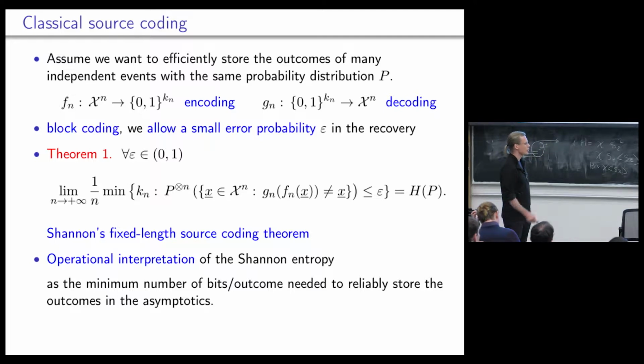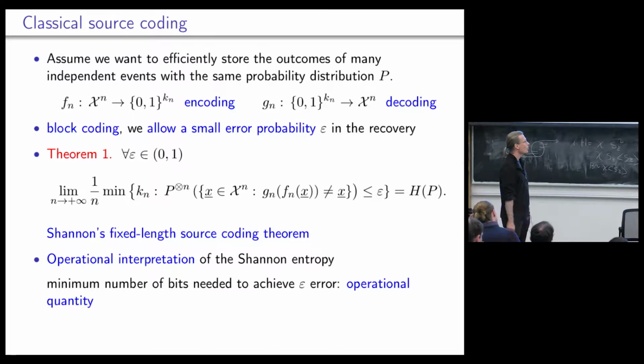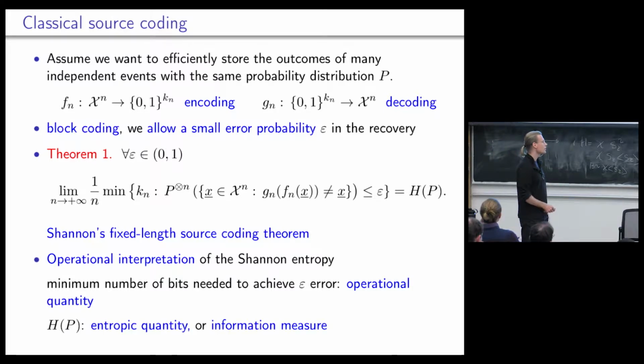Just to clarify some concepts here, the operational quantity here is the minimum number of bits needed to achieve epsilon error. So this is what's of practical relevance to us, right? Because storing costs money, we have to write the data somewhere, and we want to minimize this cost. Okay. And the other quantity that appears here is the entropy, which we call an entropy quantity or information measure.